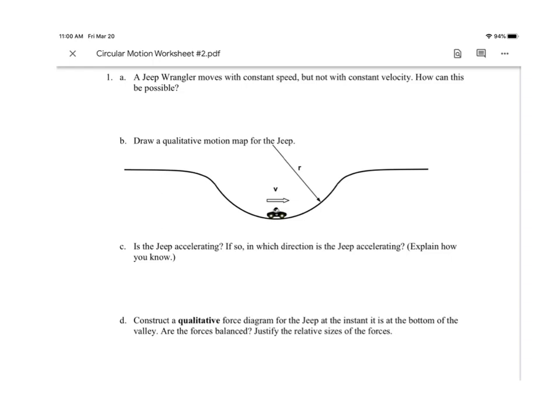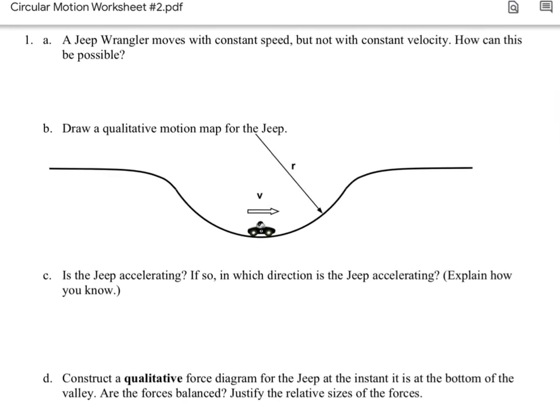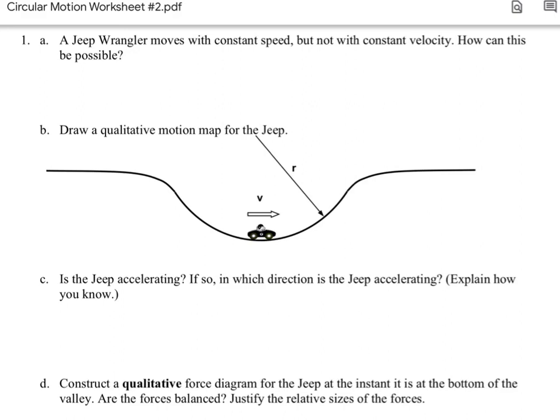Okay, now I'm going to jump to worksheet number 2. This is the first question on worksheet 2, and our favorite car, a Jeep Wrangler, is moving with constant speed, but it's not moving with constant velocity. So there's that. Seems like a paradox. How can something move with constant speed but not constant velocity? I'm going to let you answer that because we've talked about that a few times at this point.